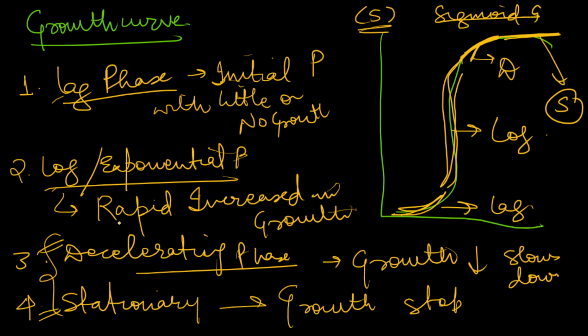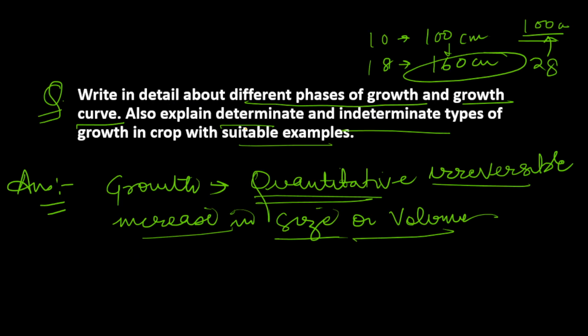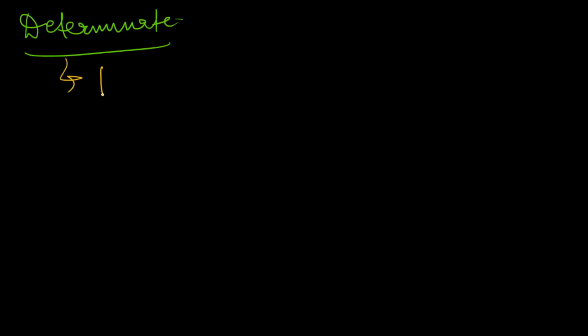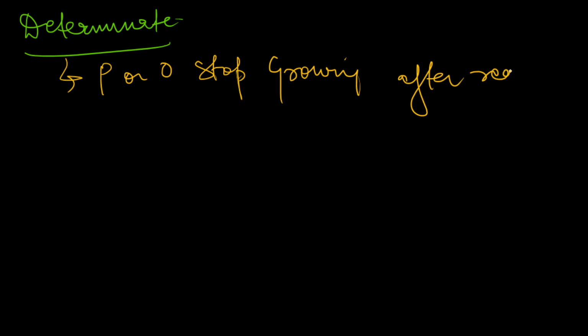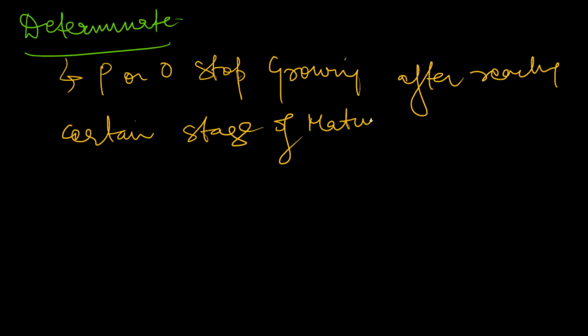Now, the second part of the question asks about determinate and indeterminate types of growth. First of all, we will take the determinate type of growth. What is determinate growth? Here the plants or organs stop growing after reaching a certain stage of maturity.